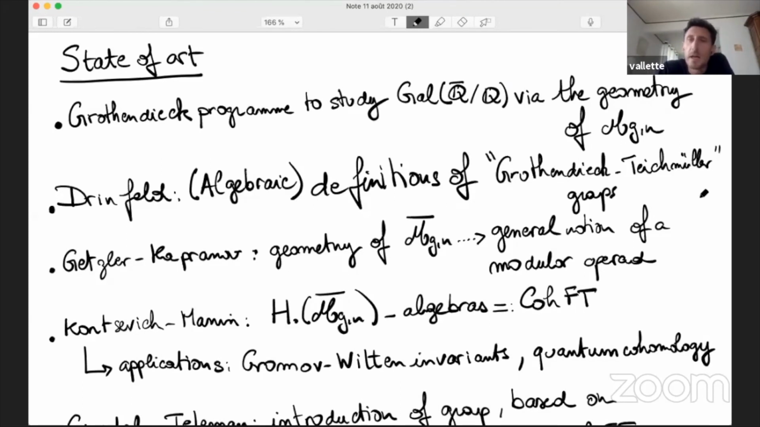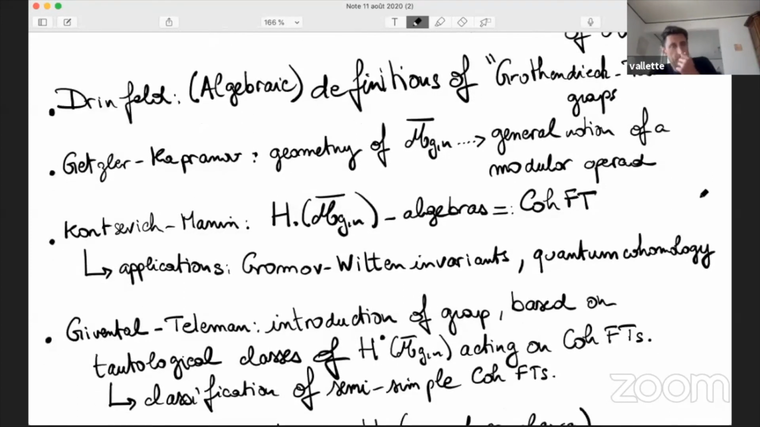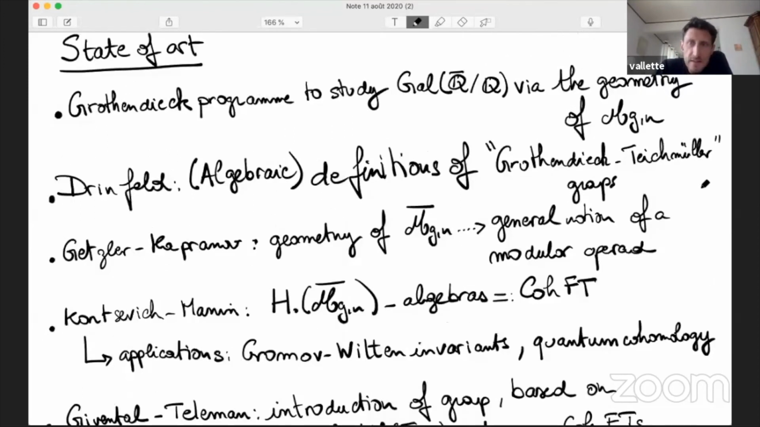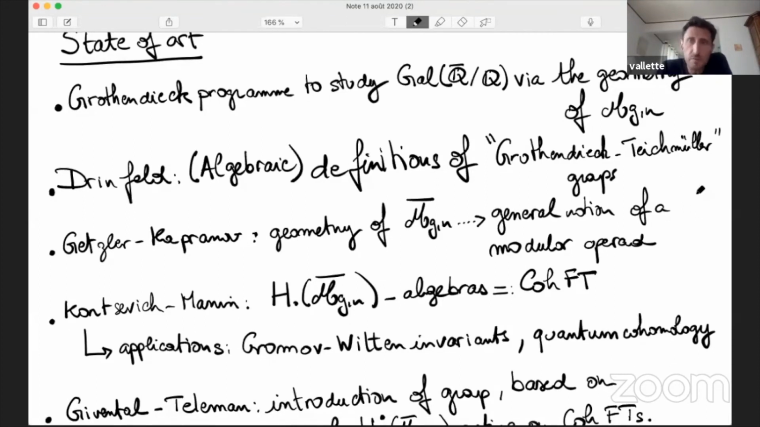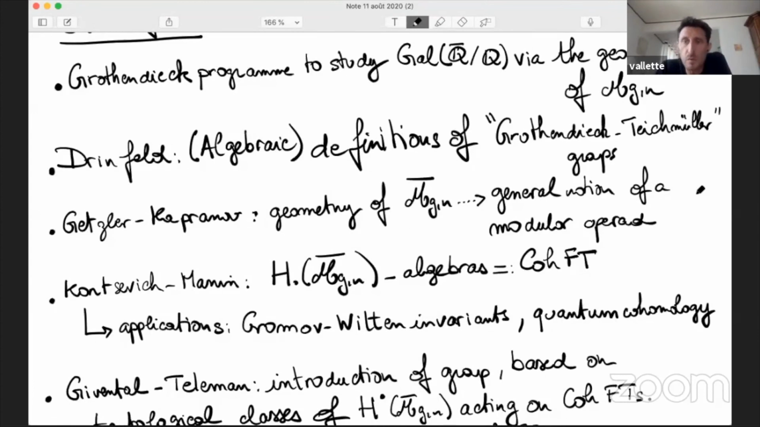Of course, Grothendieck did not fulfill his program. Several years after, Drinfeld, a very clever guy too, tried to get close to Grothendieck's ideas, and he coined some notions of what he called the Grothendieck-Teichmüller groups. There are several of them, profinite, pronilpotent, etc. The definitions of Drinfeld are quite algebraic. They seem to be a bit further from geometry than what Grothendieck had in mind. Anyway, they are related to the genus zero moduli space of curves.